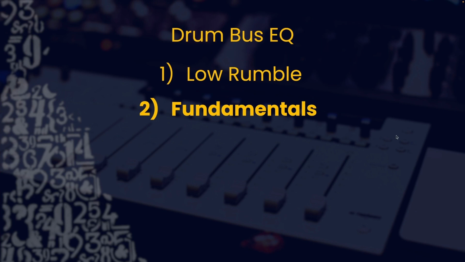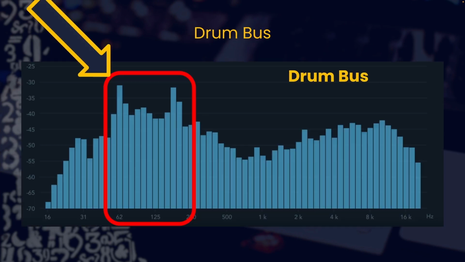All right, so now we're going to deal with the fundamentals. So oftentimes we'll be boosting on these fundamentals if we feel like they could be enhanced a little bit more with our drums. So the two fundamentals that are the most key are the kick and the snare. As you can see in this image, you have the kick right at that 60, right below 60 hertz, and then the snare right at that 200 hertz.